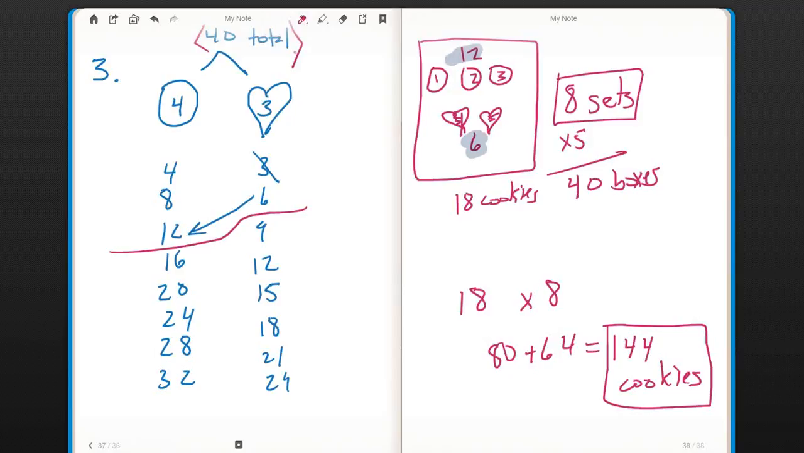Not simple, but it's not the math that we're working on, it's the thinking skills and organizing the data to help you figure out what it is.